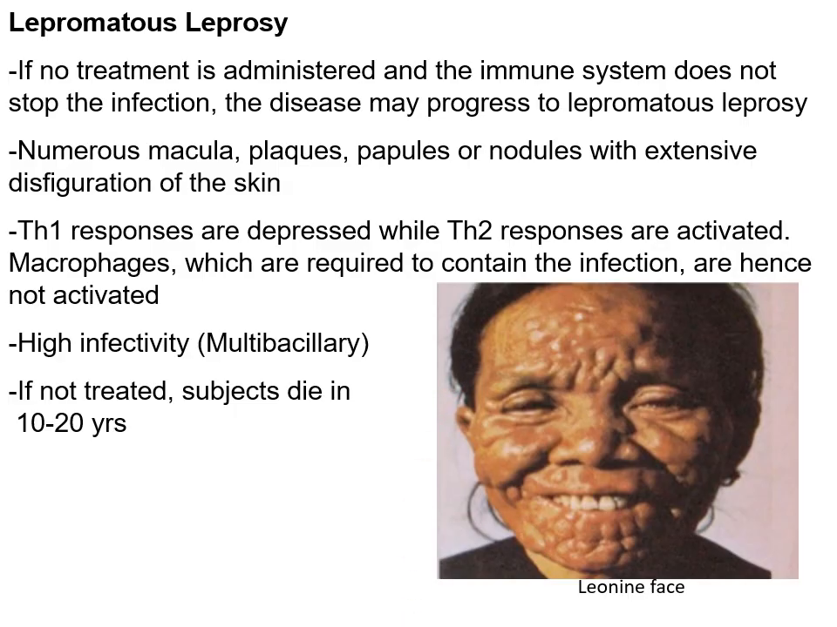Now, this is a case of high infectivity. You have a lot of the organism, relatively a lot compared to tuberculoid leprosy, and so it is referred to as multibacillary. If the person is not properly treated, the subject would die within a couple of decades.